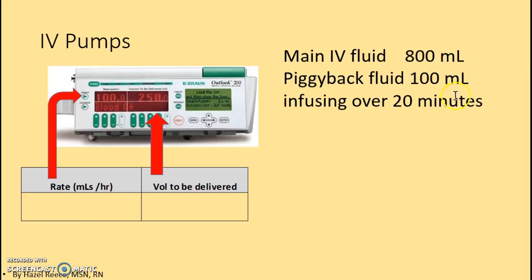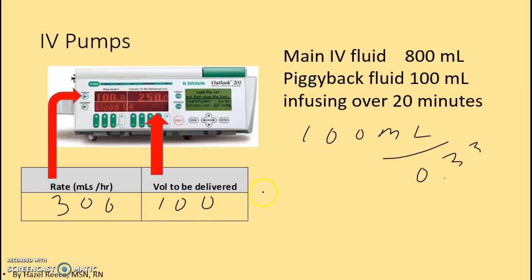So let's take a situation where we have 800 milliliters left in our 1,000 milliliter bag, and we want to put the piggyback 100 mils over 20 minutes. So that would be 100 mils over 20 minutes, which is 1/3 of an hour. So it's 0.33. That's 1/3 of an hour. So the rate then would be 300, more or less, and the volume again to be delivered is 100.